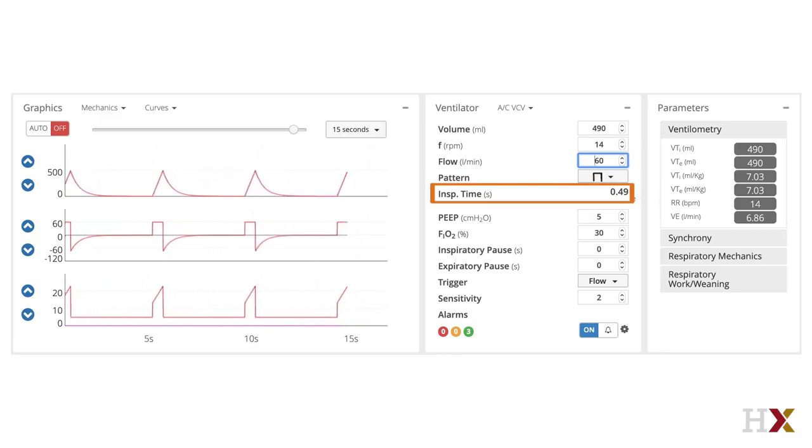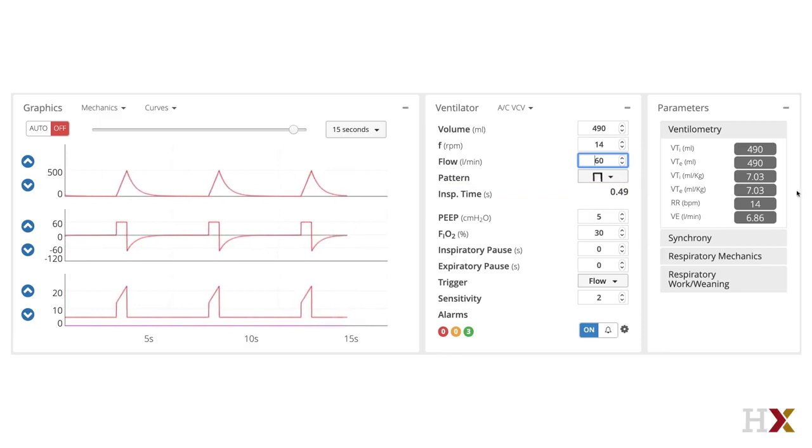Now 0.49 seconds is considered quite a short inspiratory time. Typically it should be between 0.75 and 1 second, and there are a few ways to lengthen the inspiratory time when using volume assist control. One is to simply lower the flow rate.